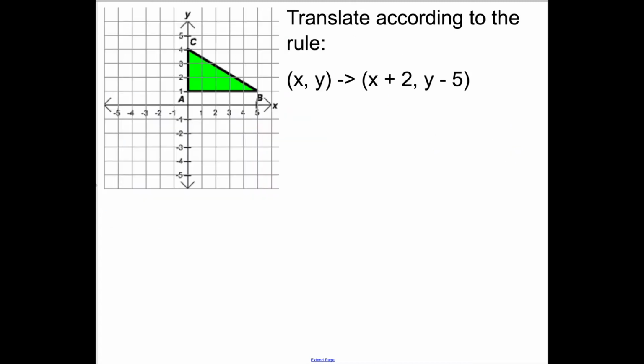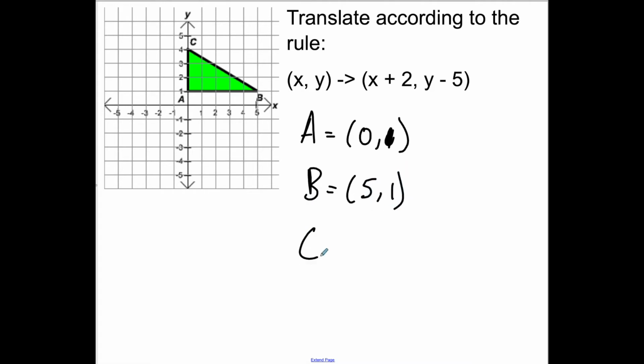We're going to be translating according to the rule. So in this case, let's take a look. We have 3 points here. We have A, which is 0, 1, not 0, 0. We have B, which is 5, 1. And we have C, which is 0, 4.